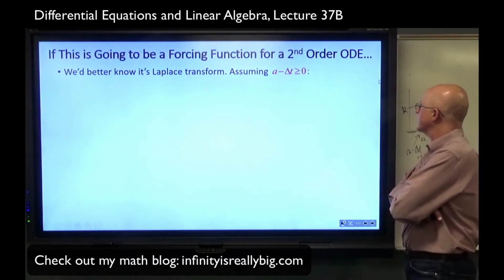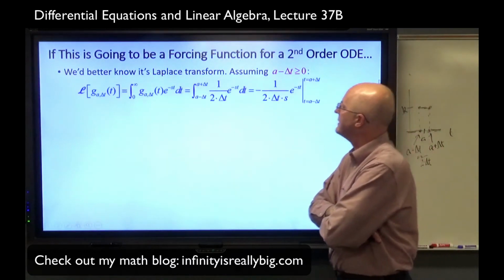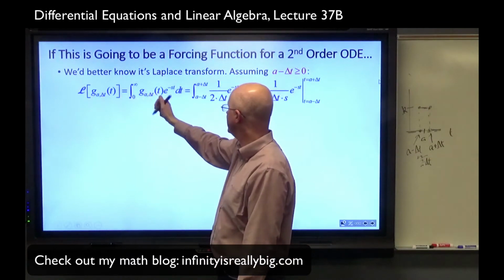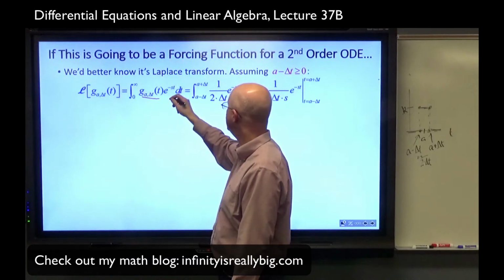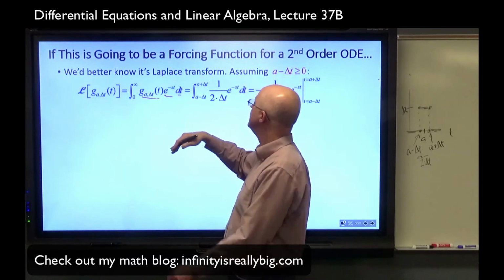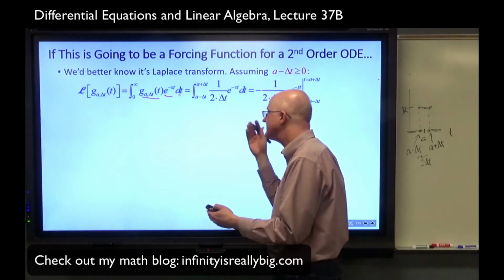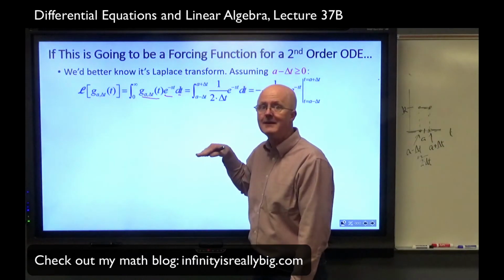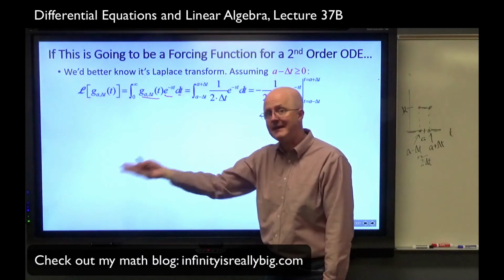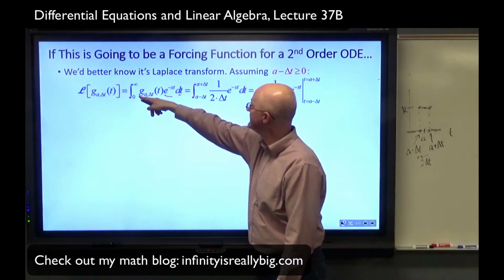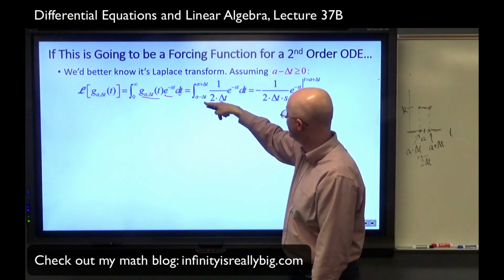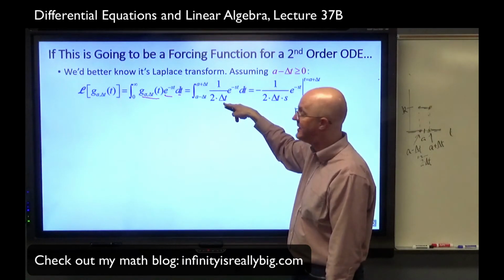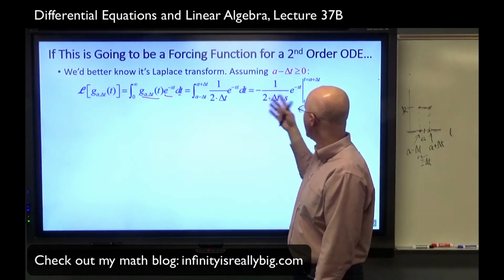Assuming a minus delta t is greater than or equal to 0, here's the definition of the Laplace transform. G sub a of t is the integral from 0 to infinity of G sub a, delta t of t times e to the negative st dt. This is a function of s. Think of a as fixed. But because this function is 0 except when t is between a minus delta t and a plus delta t, you can simplify this improper integral to a proper integral from a minus delta t to a plus delta t, assuming this is greater than or equal to 0, of the k value, 1 over 2 times delta t, times this. Now do the integral.